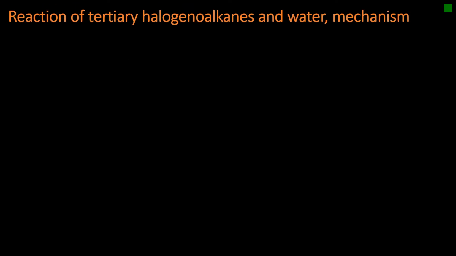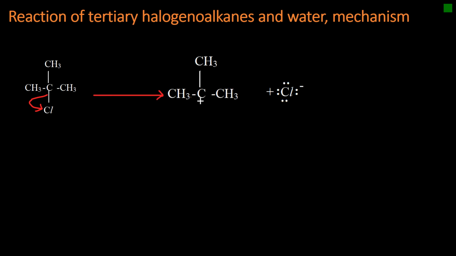Reaction of tertiary halogen alkanes and water mechanism. Here we have a tertiary alkyl halide, which is an alkyl halide having chlorine attached to a tertiary carbon. Because of the positive inductive effect of the alkyl groups around this carbon, if it is dissolved in a polar solvent, it can undergo self-ionization and produce a stable carbocation. The stable carbocation formed has a carbon which is octet unstable. To stabilize the carbon, a nucleophile in the medium, here it is water, is going to donate electrons to this carbon by forming a new covalent bond, and it gives an oxonium ion.